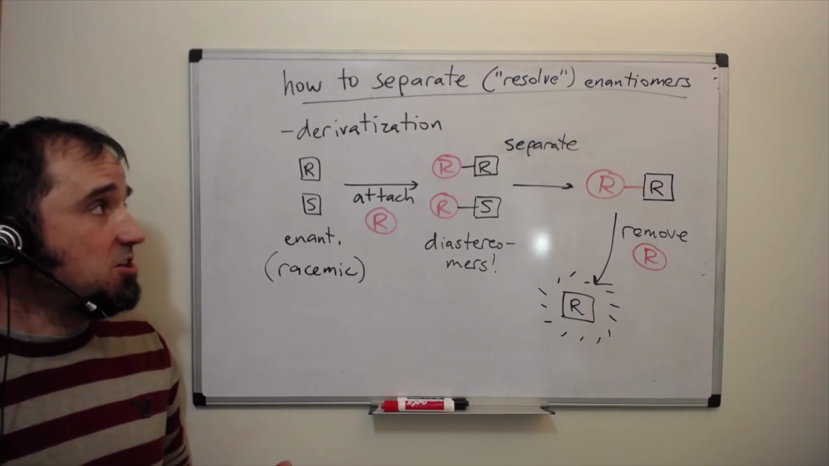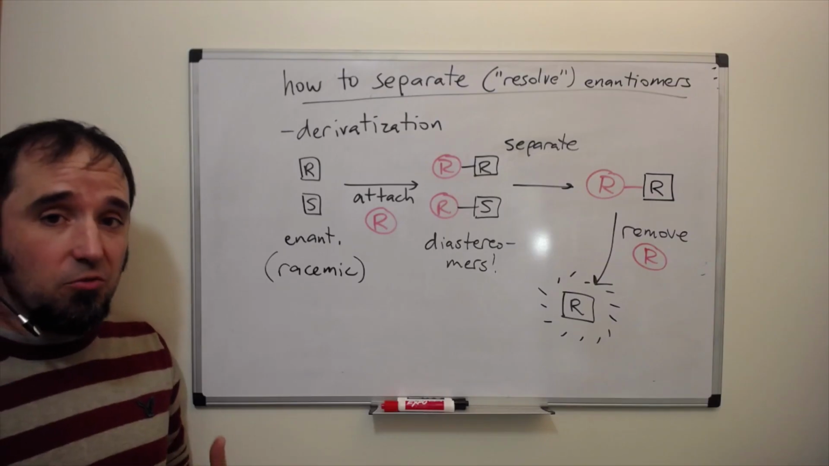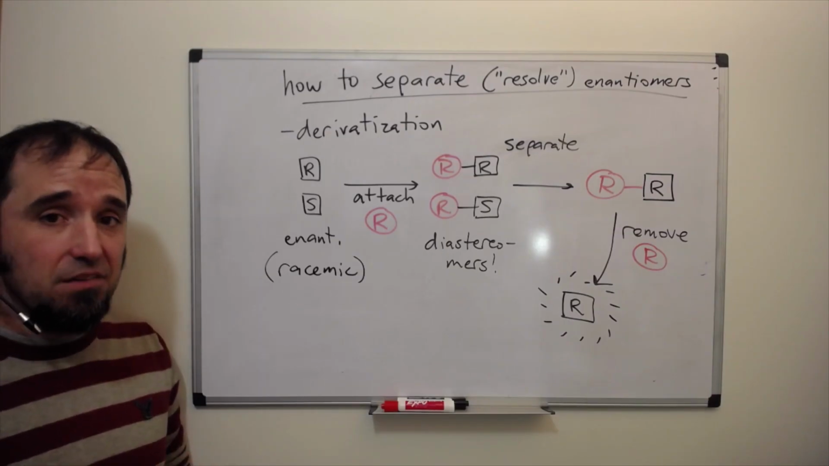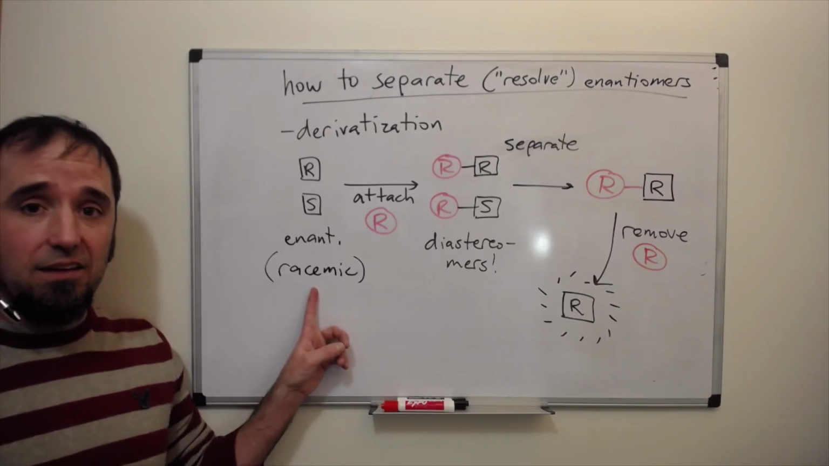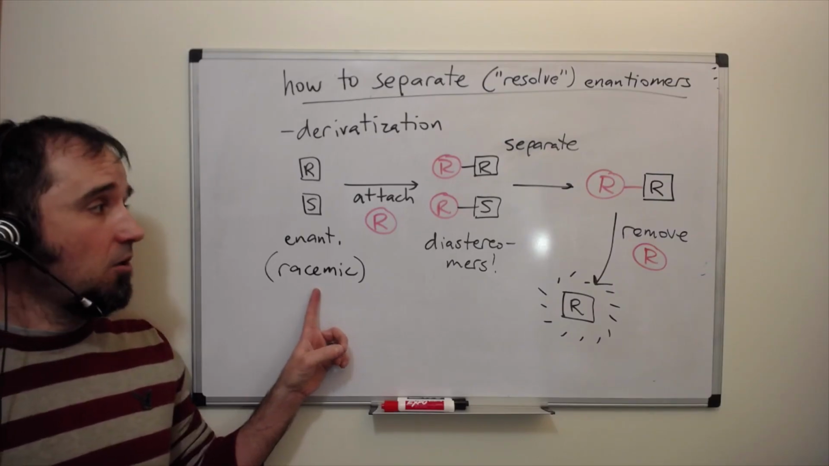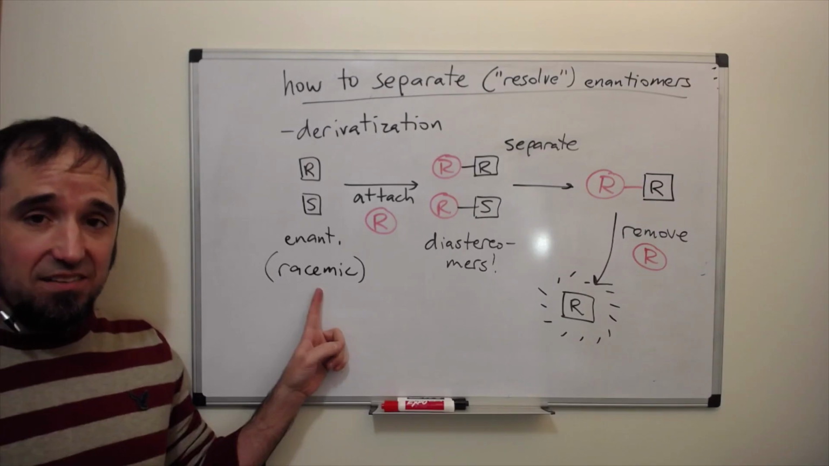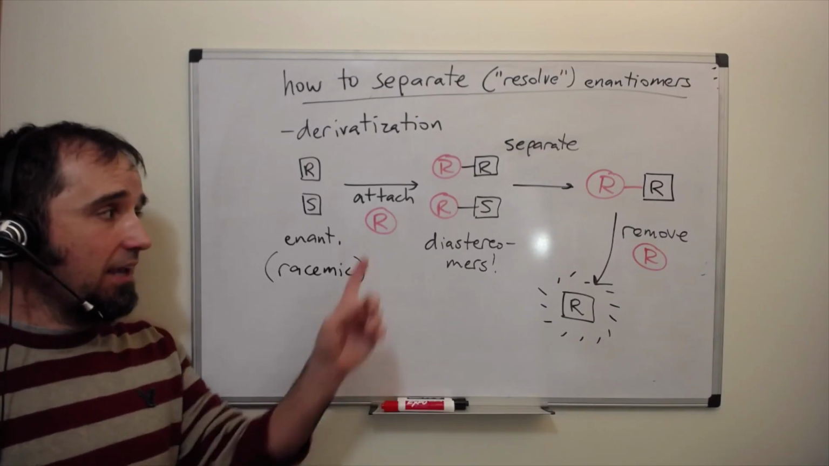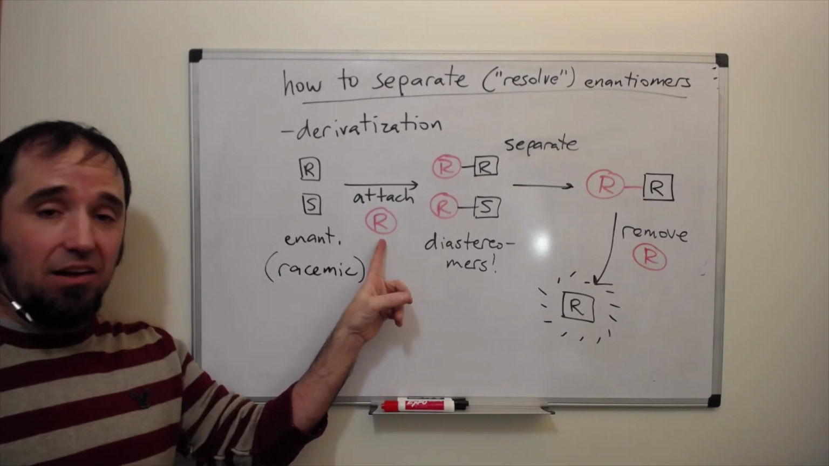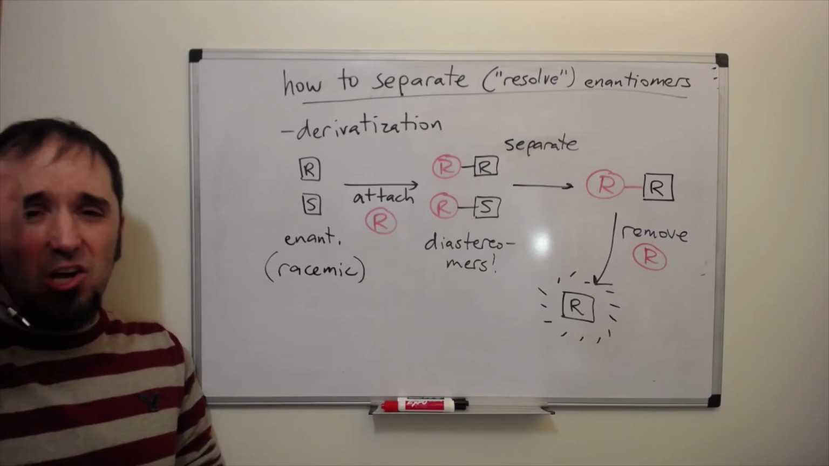So this first strategy to get one enantiomer free, we call derivatization. So trying to make it into something else. So let's say I start with a racemic mixture of 2 enantiomers, R and S, right? I can use organic synthesis to attach a chiral compound to both of them. And here, let's say I've got a single enantiomer compound. Where do I get that?